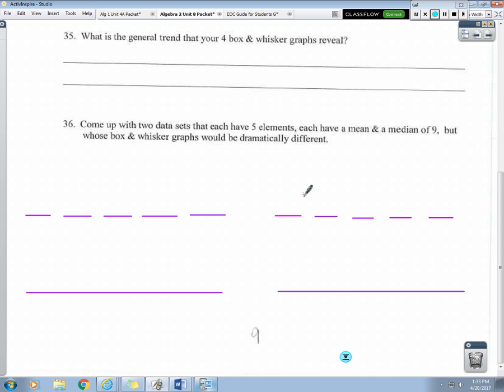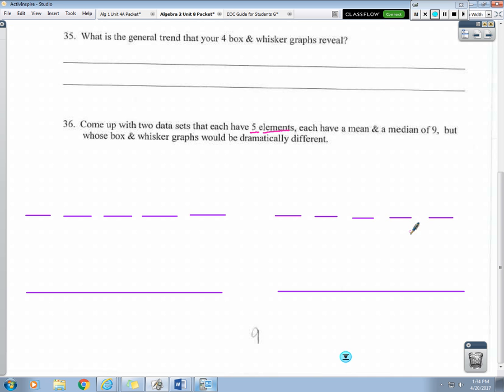Number 36 says, come up with two data sets, so two sets of numbers. They each have to have 5 elements, so 5 numbers. That's why I drew 5 blanks twice. The mean and the median have to both be 9. So for both of these lists, they have to have a mean of 9 and a median of 9. But they have to be totally different lists so that when you draw their box and whisker plot, the box and whisker plot looks totally different.